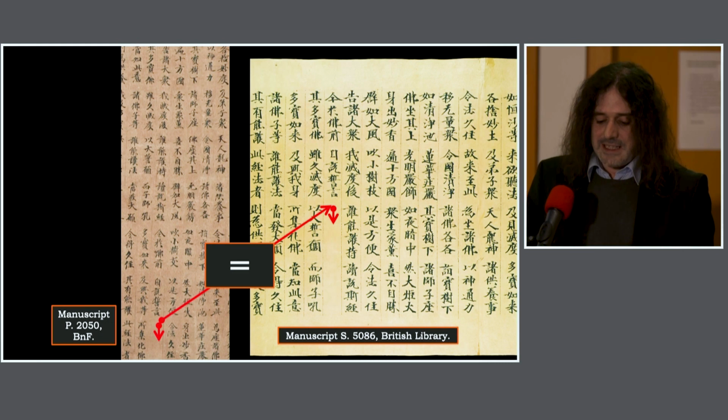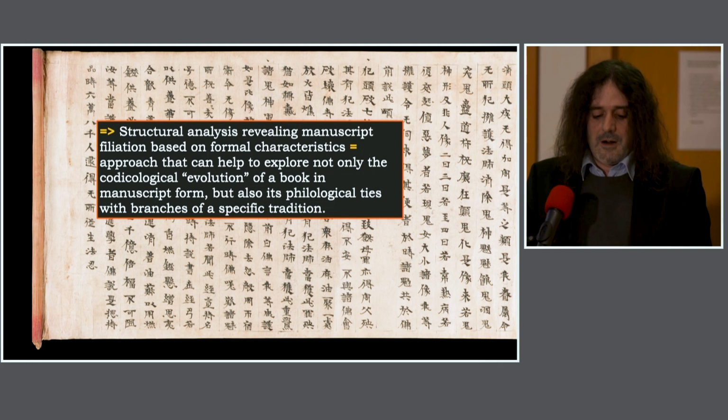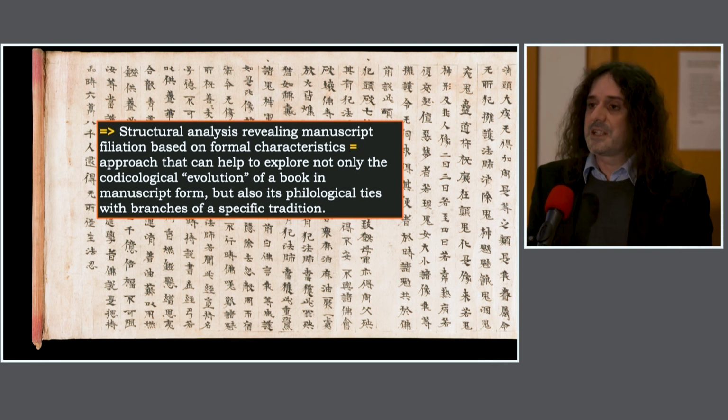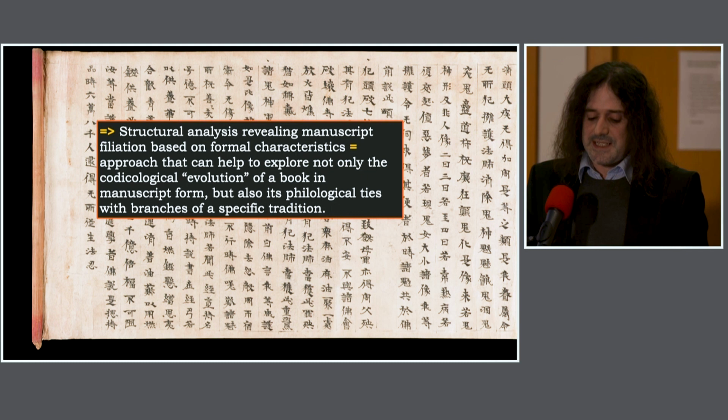So I guess my time is running out, so I go to general conclusions that concern the 3 points that I have discussed today. All the examples I have analyzed show how important it is to take into account a series of non-textual elements, layout, textual divisions, and paratextual elements to retrace the genealogy of a group of a scripture in manuscript form and its ties with specific branches of a textual tradition.